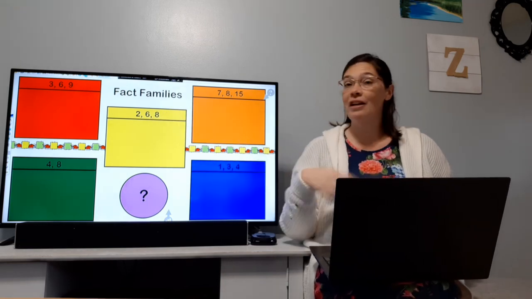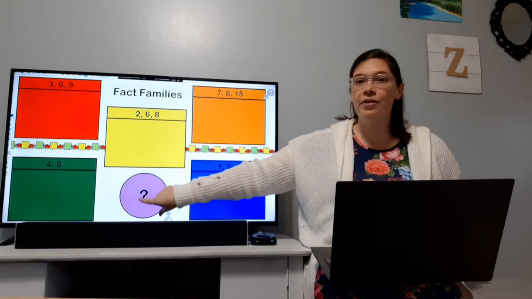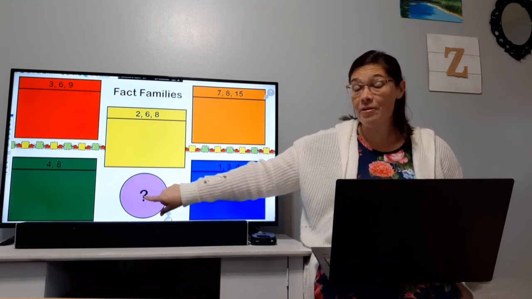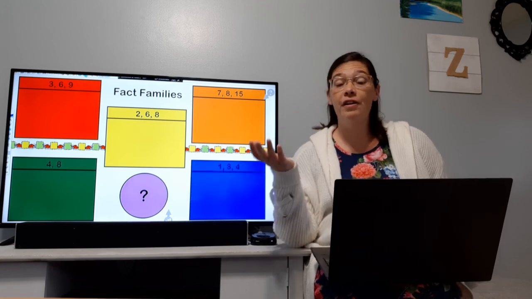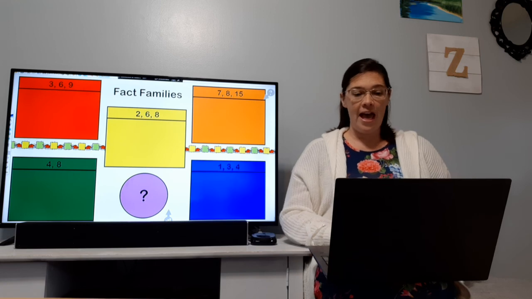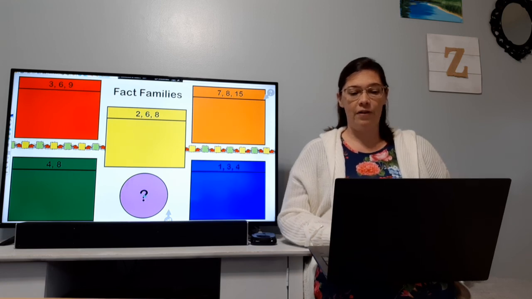One thing we're going to review here is fact families. So I have a little circle here and it has some numbers under it, and we're going to figure out which fact family they belong to. Okay, so I'm going to pull them out and we'll see what happens. Okay, let's start with the first one.